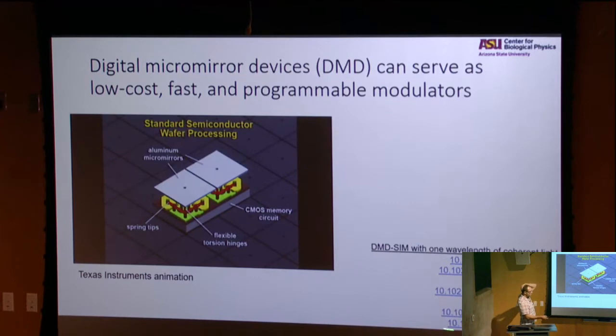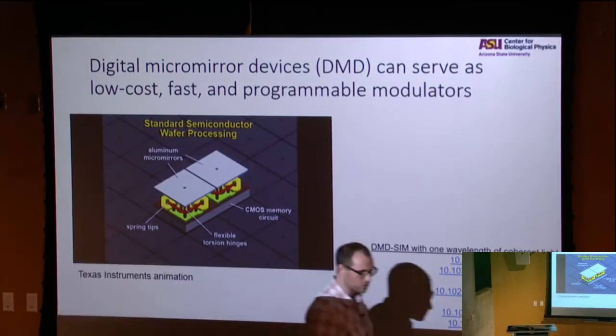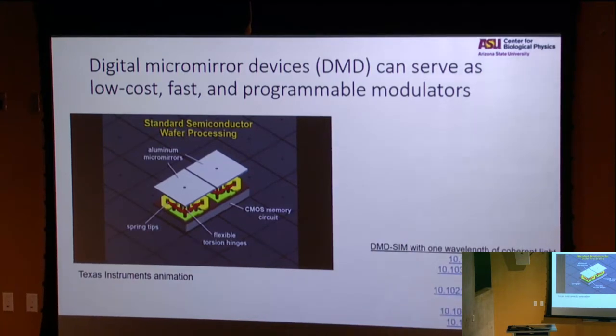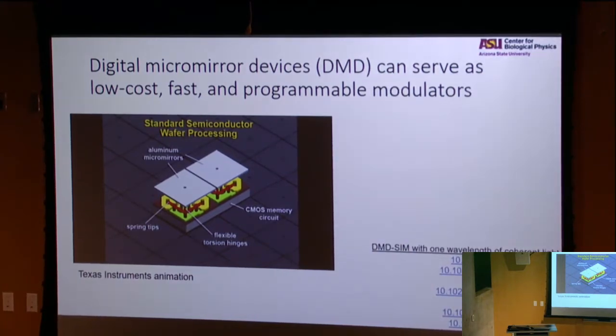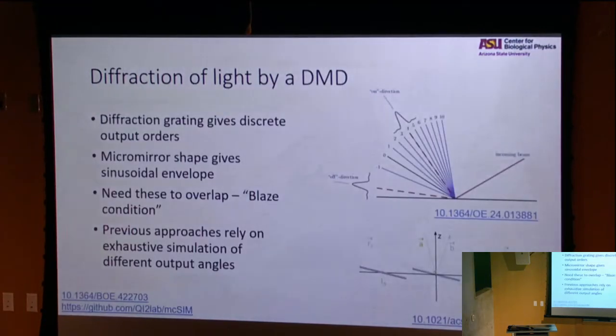There are a lot of people who have thought about how to use these when they're dealing with one wavelength, but because of this pivoting action, it turns out that they have some very strange physics when you try to use them for multiple wavelengths of light. Let me just make sure, it looks like it might have frozen up. That's okay, the next slide explains it a bit better.